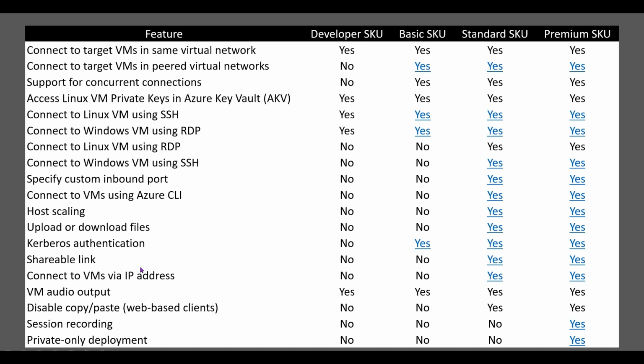And one more important thing is this shareable link, which is used by many customers these days, and this option is available in Standard and Premium. There is one more option called Kerberos authentication, Windows Active Directory based authentication. That option is available from Basic and the higher tiers.